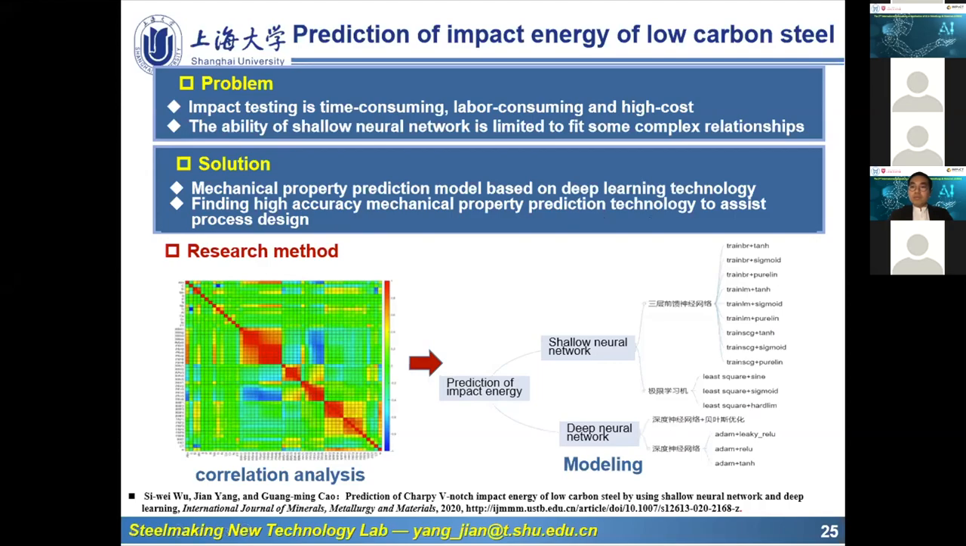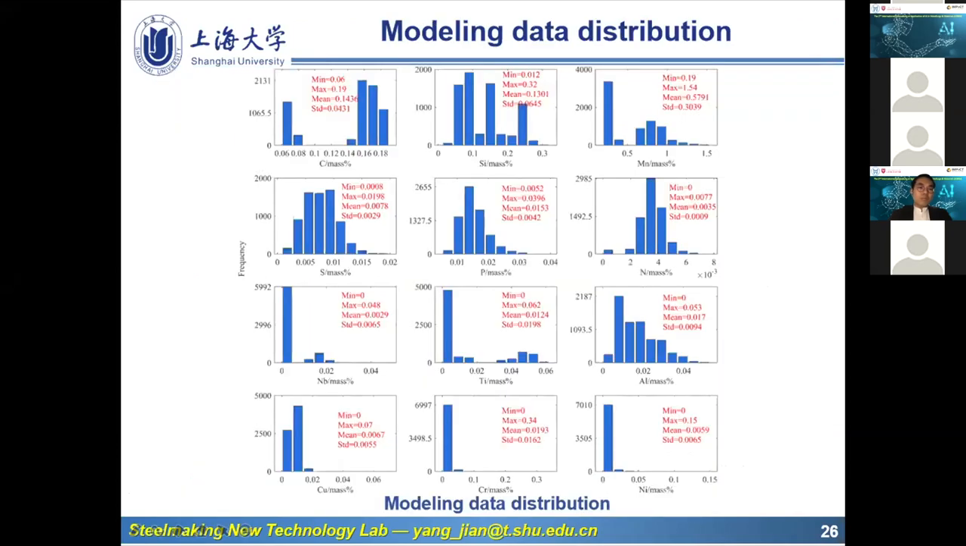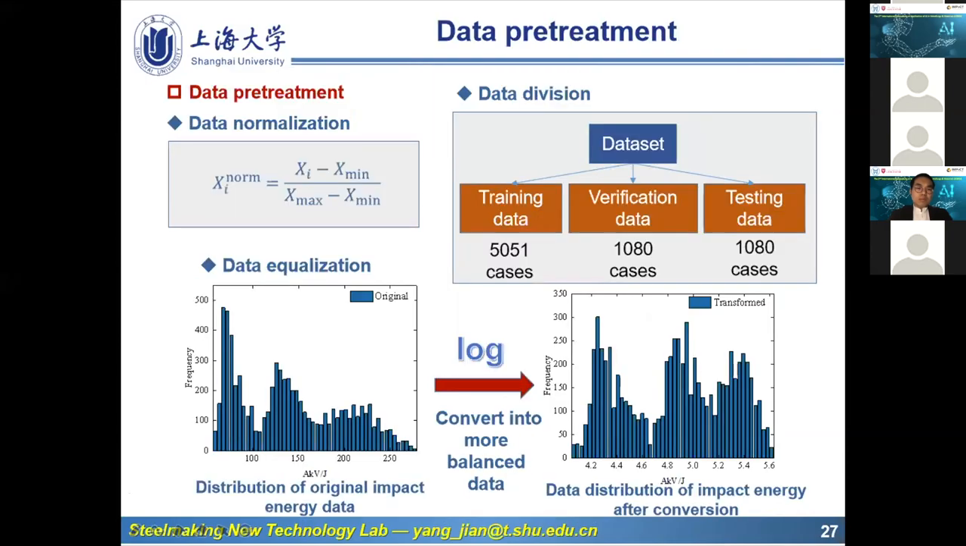And this time we developed 16 models, and they are divided into two groups. One is a shallow neural network. And the second group is a deep neural network. And here is the modeling data distribution, about the carbon content, the silicon, the manganese, sulfur, phosphorus and so on. At first, we must do some data pretreatment. The data normalization was done, and the data equalization was also done.